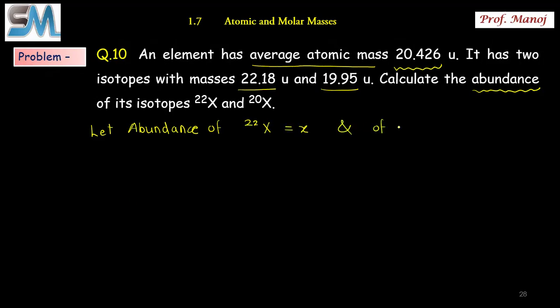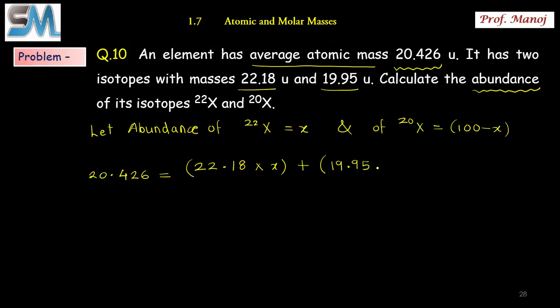So naturally, the abundance of 20X is going to be 100 minus x, because total abundance needs to be 100. Now, using the equation of average atomic mass, in this case, you know the answer, 20.426. The atomic mass of the first isotope is 20.18 multiplied by x plus the second isotope 19.95 into (100 minus x). The whole thing divided by 100.